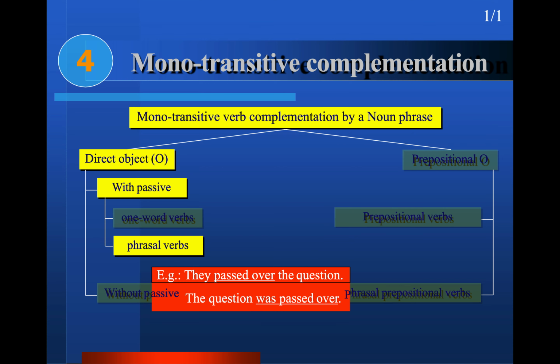If we have a phrasal verb, they passed over the question. So passed over is a phrasal verb. Over does not serve as a preposition here. It's a particle, which is part of the verb passed over. So when we passivize this sentence, we say the question was passed over. Why? Because passed over can be treated as one single element, as a phrasal verb.